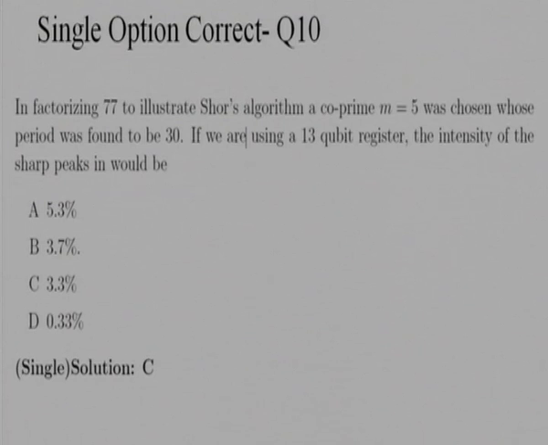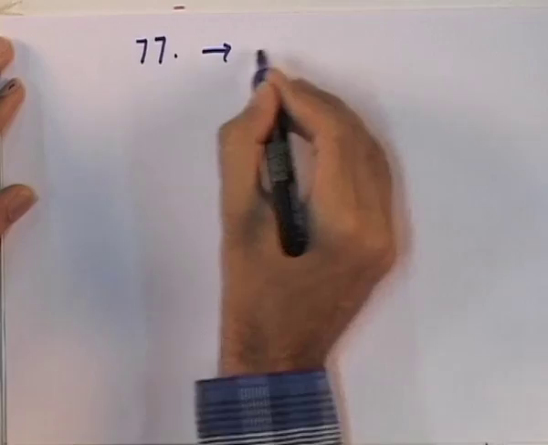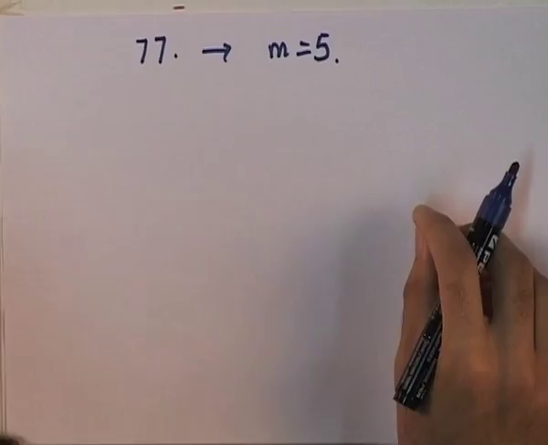Now let's look at question 10. Question 10 asks, in factorizing 77 to illustrate Shor's algorithm, a coprime m equal to 5 was chosen, whose period was found to be 30. If we are using a 13 qubit register, the intensity of the sharp peaks would be how many percent? So we are factorizing 77 and we are using m equal to 5. We are also using a 13 qubit register.